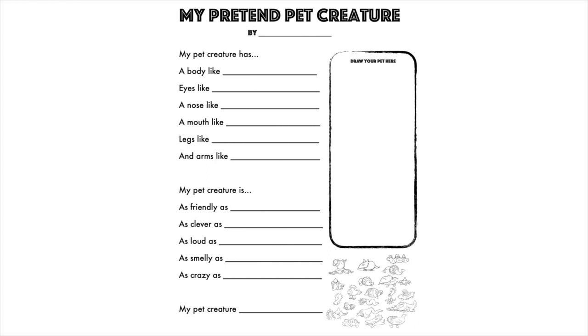So your creature has a body like what? Maybe a body like an elephant. Eyes like, so you could say eyes like a snake, a nose like, so then make those comparisons. And then we've got some other comparisons using the word as. So as friendly as, clever as, so maybe as clever as Albert Einstein, as loud as a trumpet.